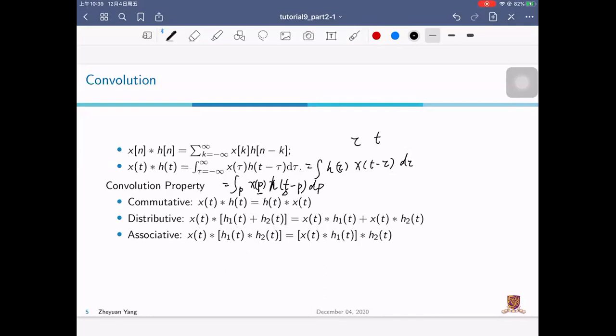So for the convolution, it has three properties. The first one is the commutative property: h(t) convolved with x(t) is equal to x(t) convolved with h(t). The second one is the distributive property: x(t) convolved with h1 plus h2 is equal to x convolved with h1 plus x(t) convolved with h2(t). And the third property is the associative property. We also have three problems in the homeworks and test on the convolution, and we will see them one by one.